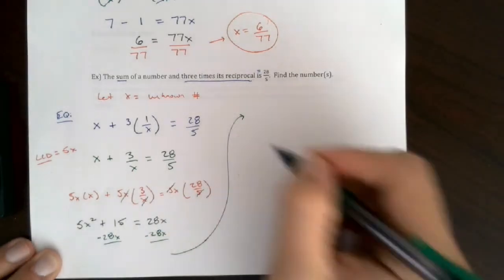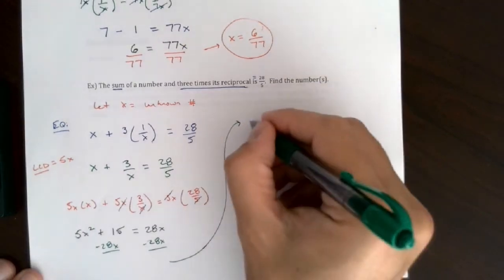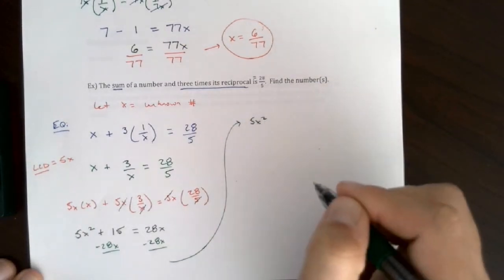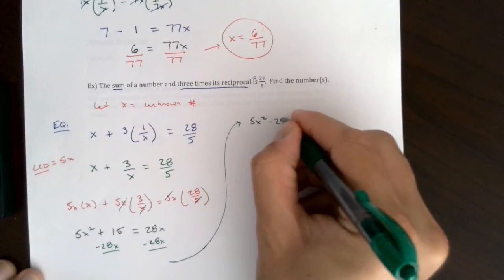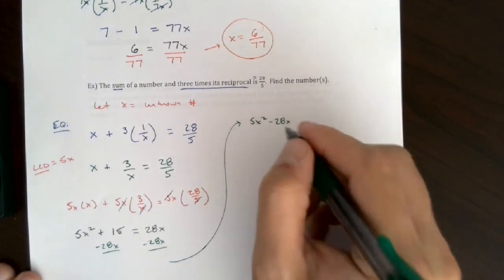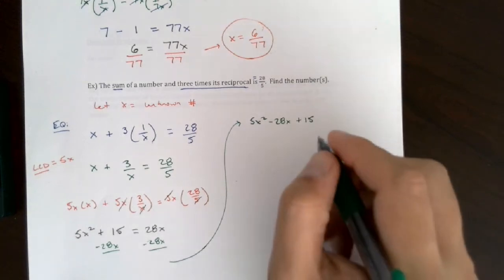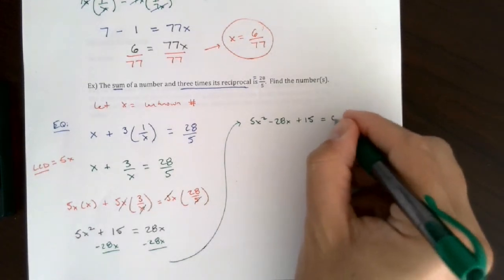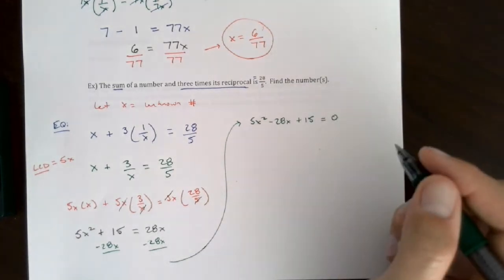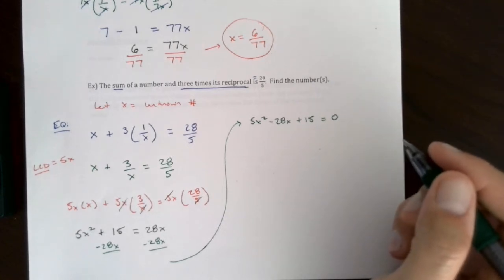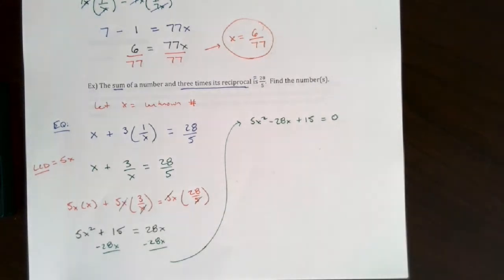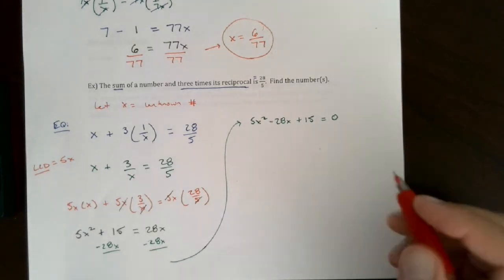So this leaves me with, if I go up here, 5x squared minus 28x, writing it in descending order, plus 15, and then don't forget equals 0. Now you want to factor this, and when you go to factor this, you could use either the AC method, or, you know, a reverse FOIL.